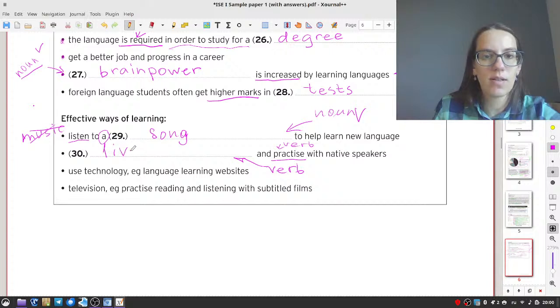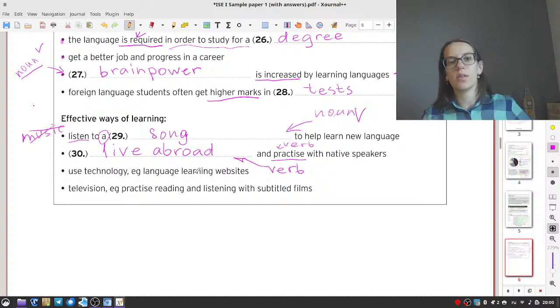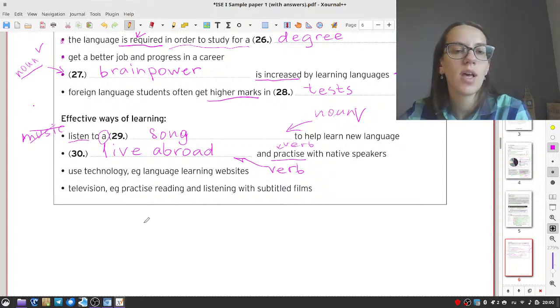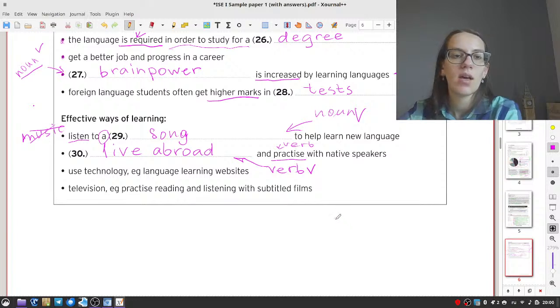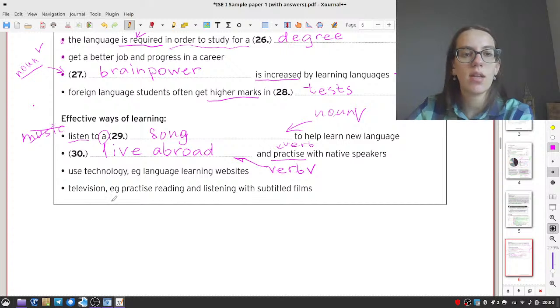Live abroad, is it a verb or a phrase with a verb? Yes, live is a verb, and then abroad is just a dependent word, like live where, live abroad. So it's a verb phrase, yes, true. Live abroad and practice with native speakers. And then they finish the notes with use technology, for example, language learning websites.